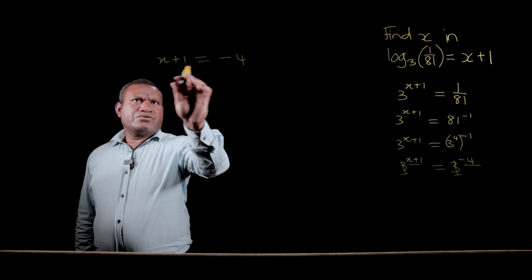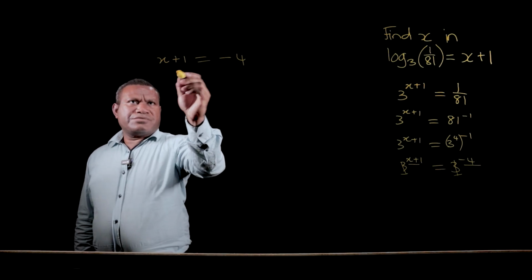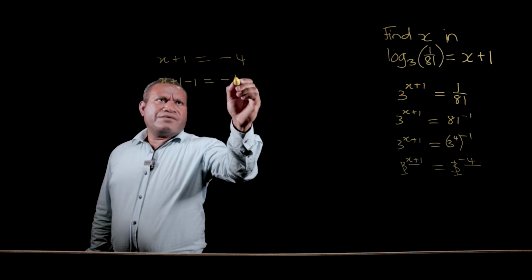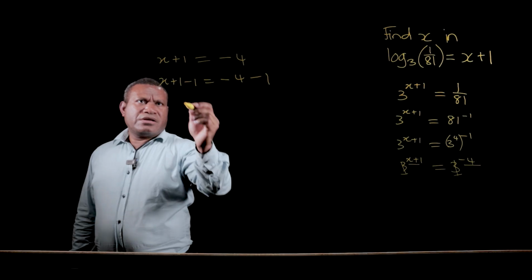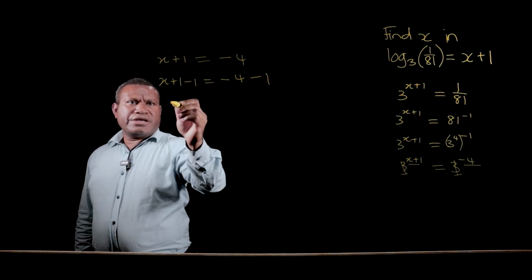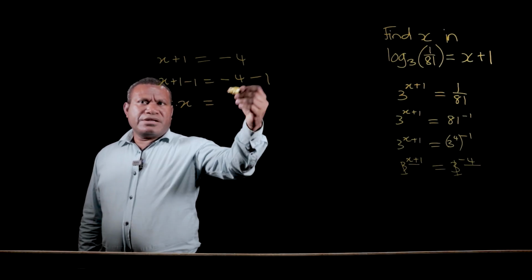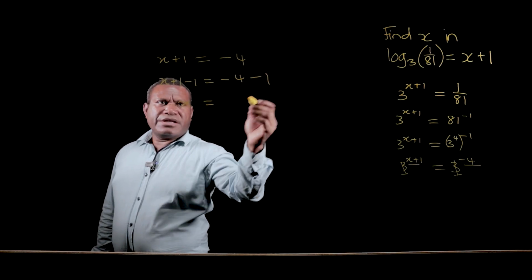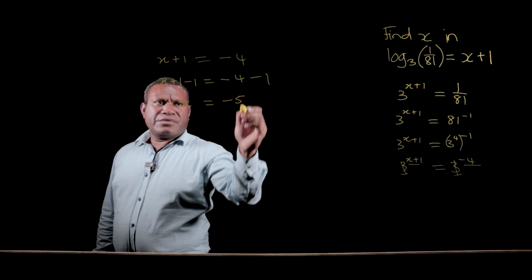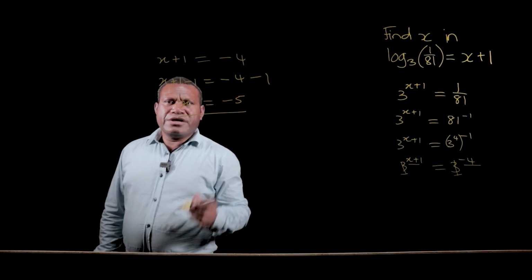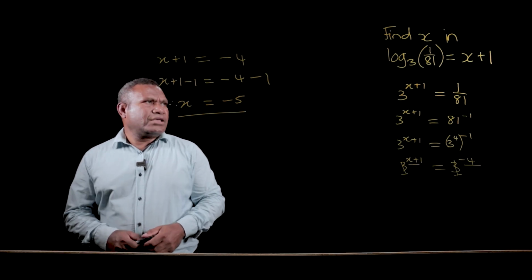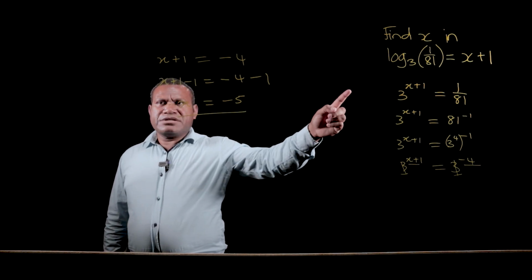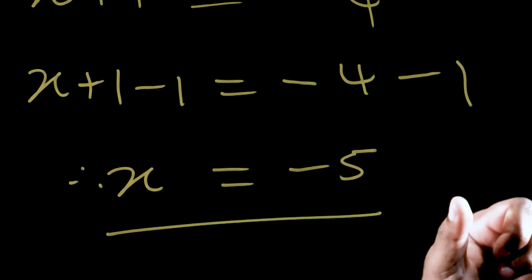To solve for x here, we subtract 1 on both sides. x plus 1 take away 1 is equal to 4 take away 1. The 1 cancels out here, therefore x is equal to 3. So we have solved this equation basically using the idea of re-expressing the log expression back into exponential form.